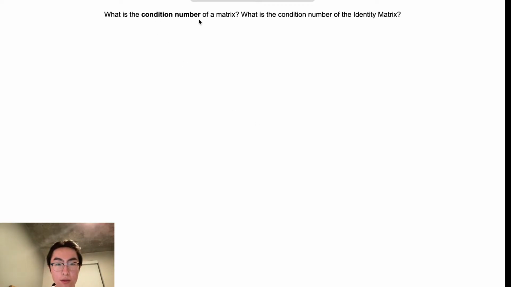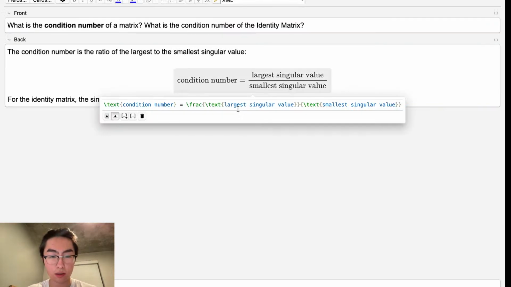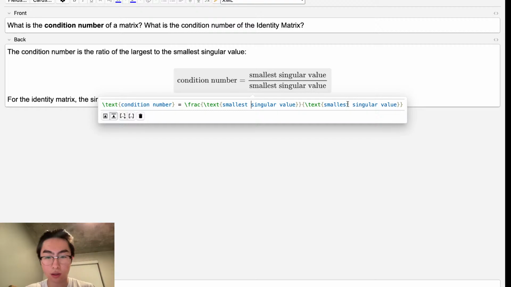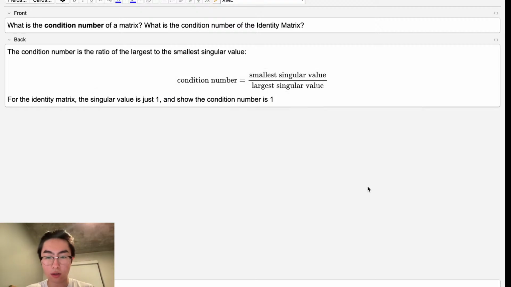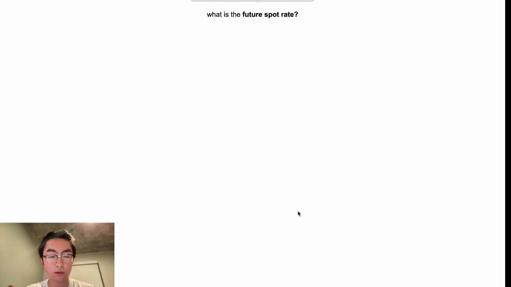The condition number of the matrix is the ratio of the highest versus the lowest singular value, and I think it's the lowest divided by the highest. The condition number of the identity matrix is just 1. So yeah, this is wrong. It should be smallest singular value over largest singular value. Okay, close. Future spot rate is just the actual interest rate in the future at some time.